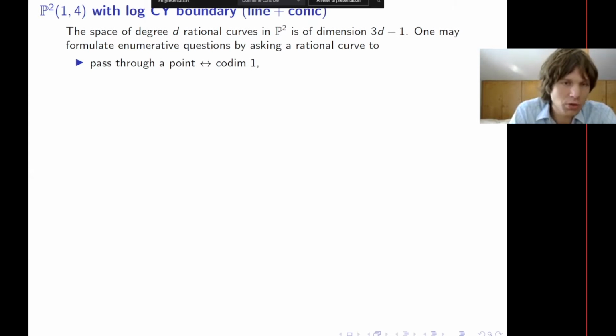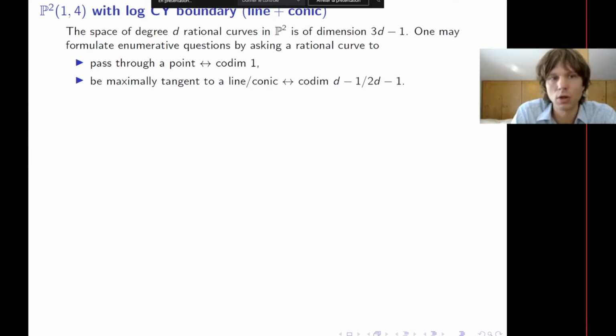And some of the conditions we can impose is we can ask the curves to pass through a point. That's a codimension 1 condition. We can ask a curve to be maximally tangent to a line or a conic. So if you have a degree D curve in P2, it will meet a line in D points. And being maximally tangent means we want all of these D points to coincide. So we're squeezing them together. And every time we move 2 points together, that's a codimension 1 condition. And we do this D minus 1 times. That's why being maximally tangent to a line is a codimension D minus 1 condition. Being maximally tangent to a conic is a codimension 2D minus 1 condition.